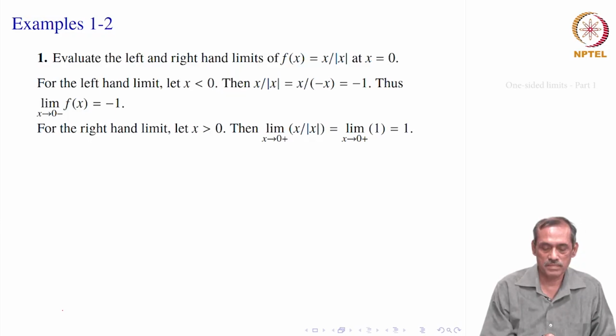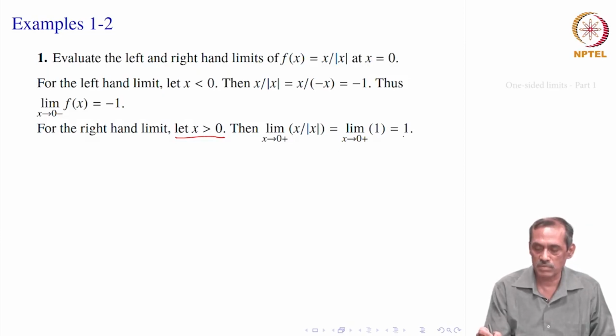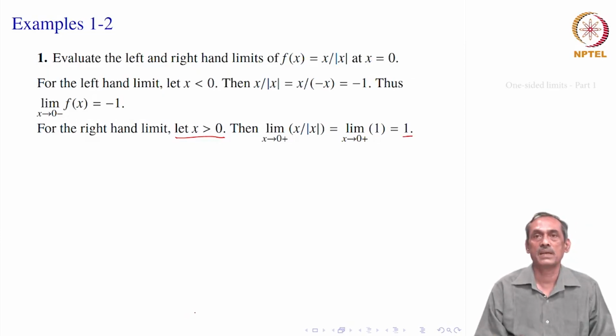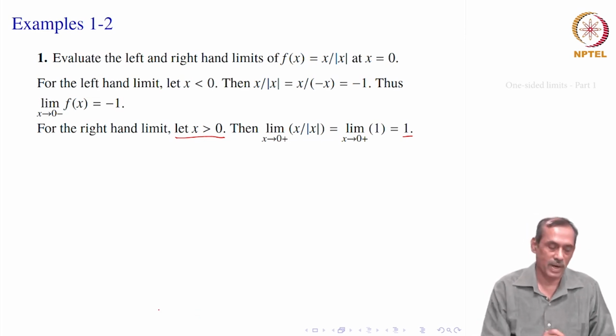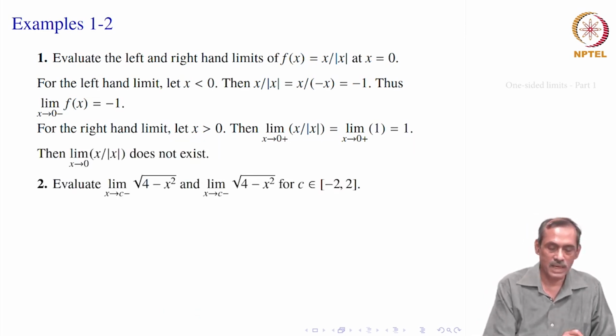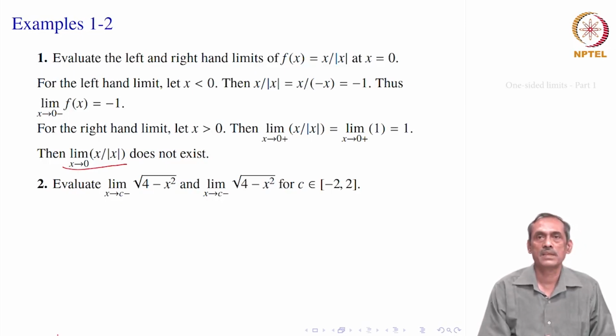What about the right side limit? Let us say x is greater than 0, then mod x becomes x. So, x divided by x becomes 1. Therefore, the right side limit of f of x at x equal to 0 is 1. Therefore, you may conclude that the limit as x goes to 0 of x divided by mod x does not exist, because both the limits exist here and they are not equal. One is minus 1, another is 1, as we did in our first example, where 2 and 4 were the limits, left and right sides.